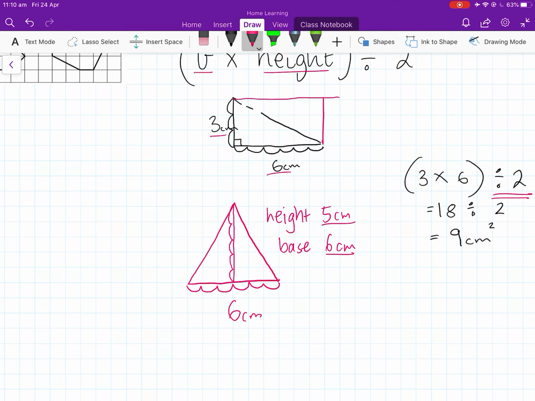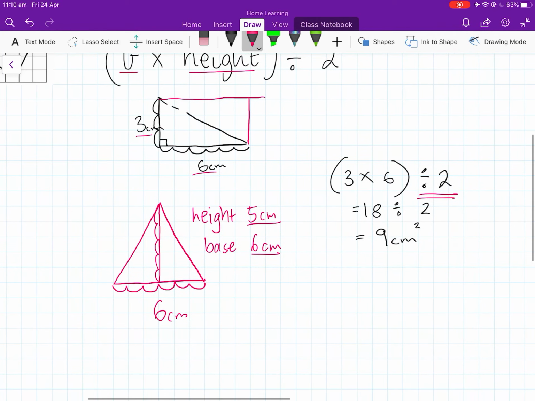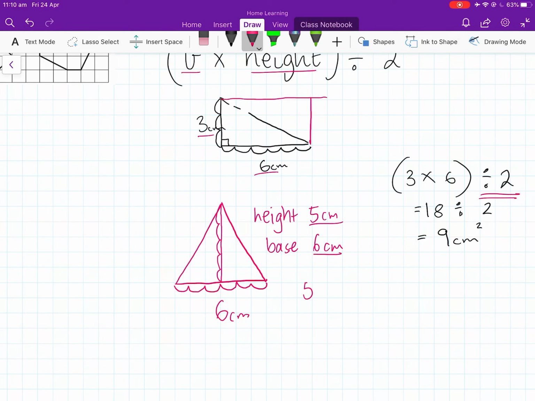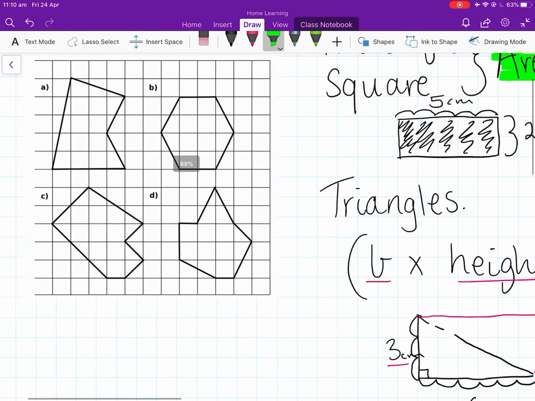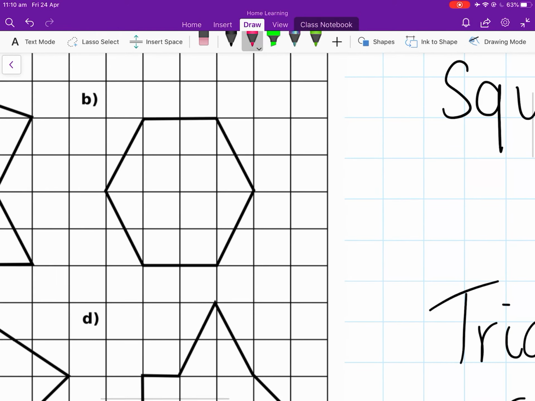So you can see how the different positions of the base and the height can look different in the two different triangles, but you can use the same formula. So again, I would do 5 times 6, and then I would divide it by 2. 5 times 6 is 30, half of 30 is 15, so my answer is 15 centimeters squared. Again, this is crucial for when you're doing area, so that you know that you've covered the inside of the shape.